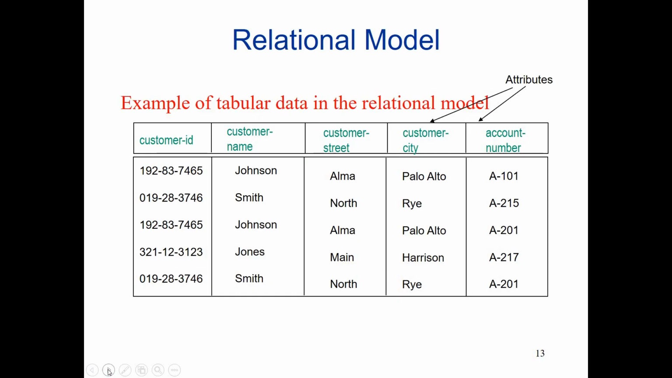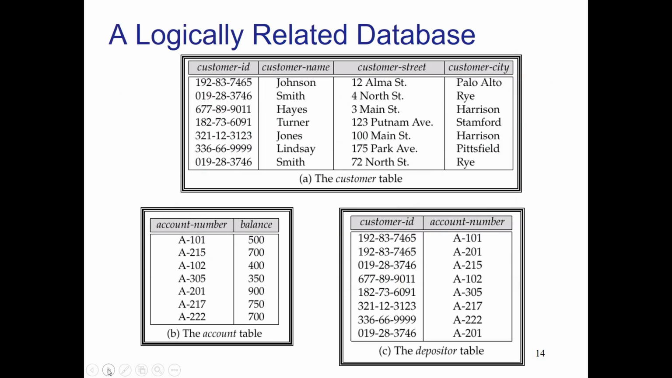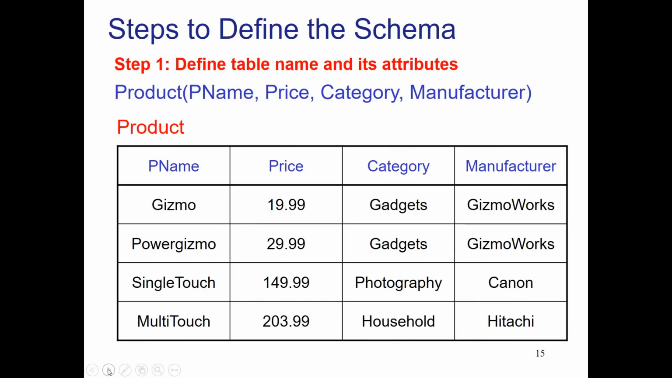This is the sample relational model. This is nothing but a table with various attributes. This is the table. These three tables are related with each other. This is the structure of the schema. A schema can be defined like this. For example, in order to create a schema product with the following attributes: P-name, price, category, and manufacturer, this can be defined as Product(P-name, price, category, manufacturer). This is the product table with some sample data.